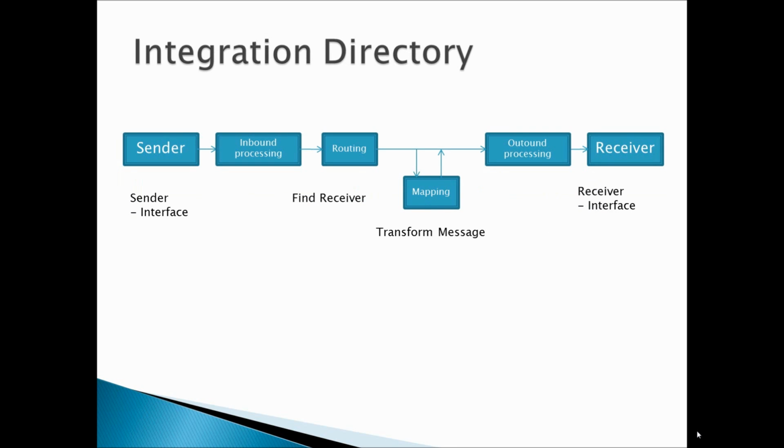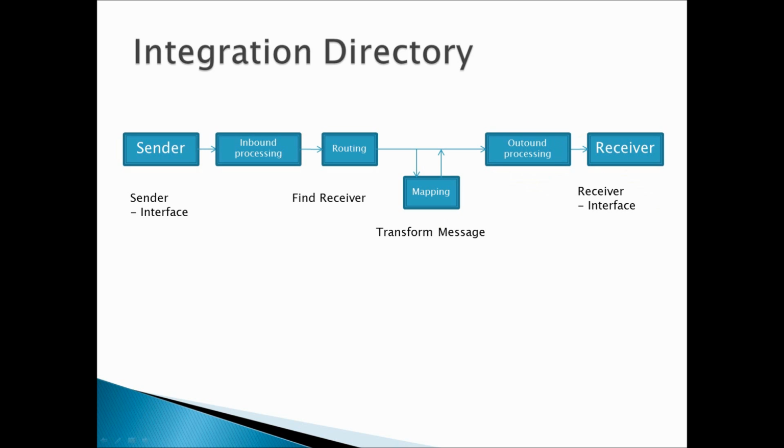Integration Directory. Here you configure how your integration will work. You define sender and receiver and build your integration flow. As you can see, we have the sender on the left side, the receiver on the right side. Then we have the inbound processing. This is where we process the message. We have the routing. After the routing, the mapping which we created in the Enterprise Service Repository will be called. And finally, we process our outbound message and we send it.